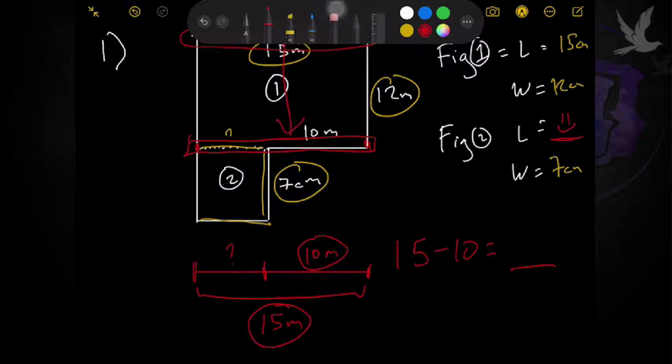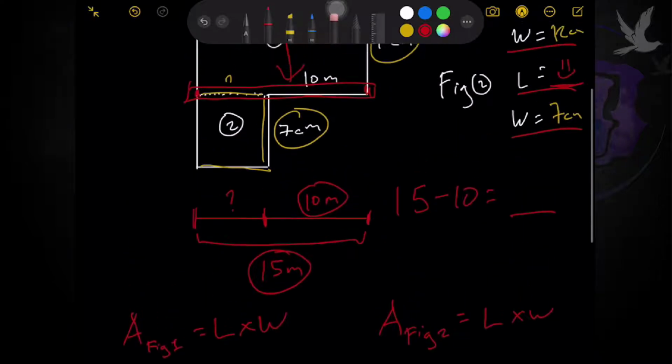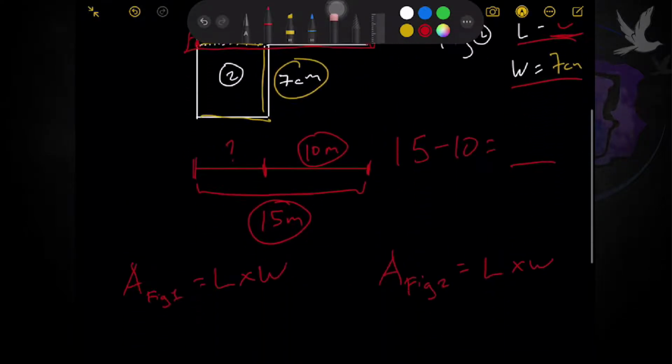Okay, is that the answer? No, you did not even do anything yet. You did not solve any area yet. Ang ginawa nyo lang, nag-gather lang kayo ng data. So what you can do now, since you already have the length and width for figures 1 and 2, you need to take the area of figure 1, which is length times width. And you need to take the area of figure 2, which is also, of course, length times width, kasi it's either a rectangle or a square lang naman yan.